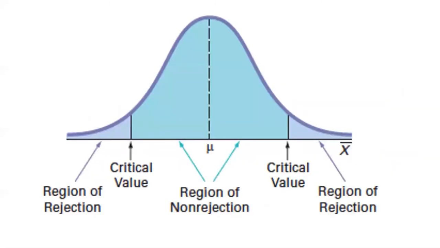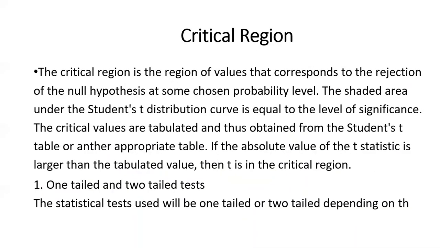Now, if you see this diagram here, the portion which is in this color is called the critical region. Whatever values come here will be called the critical region. This whole region will be covered in the critical region. We have discussed the critical region.